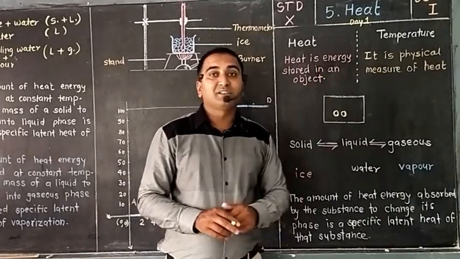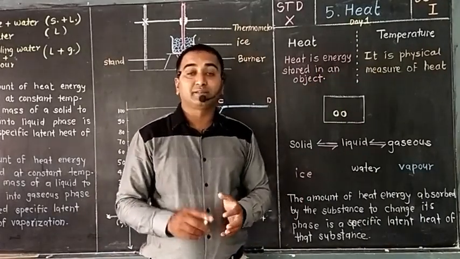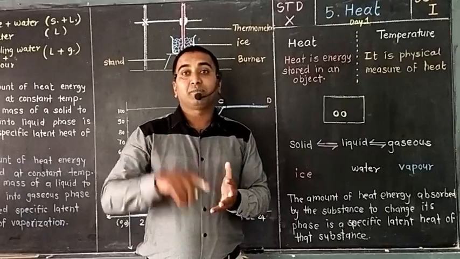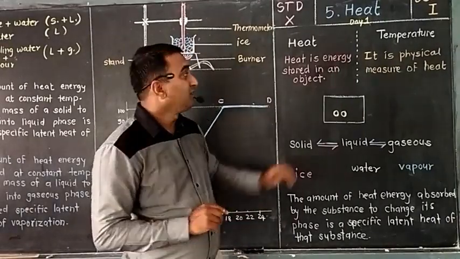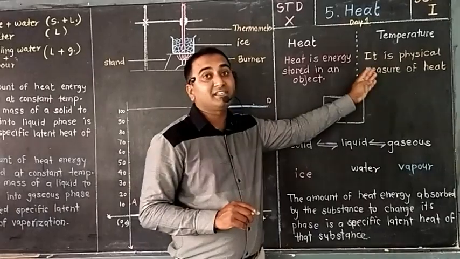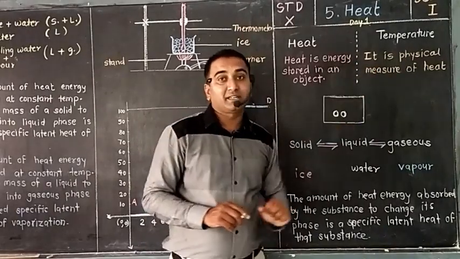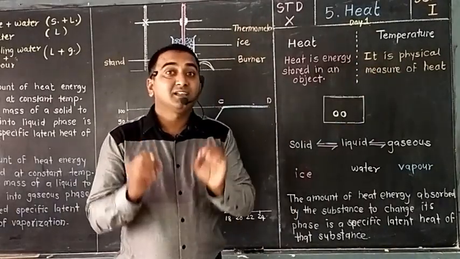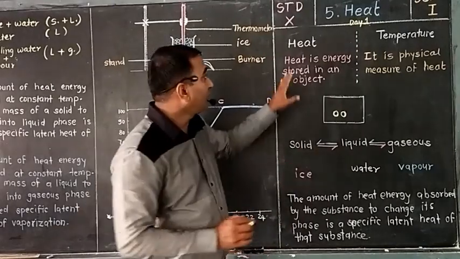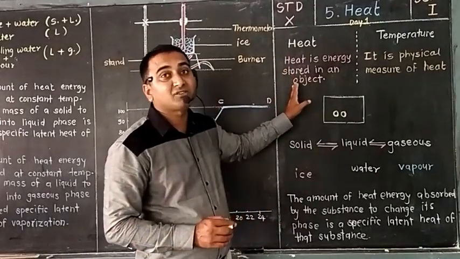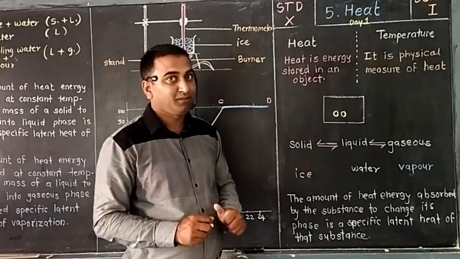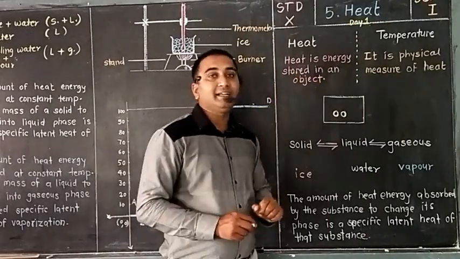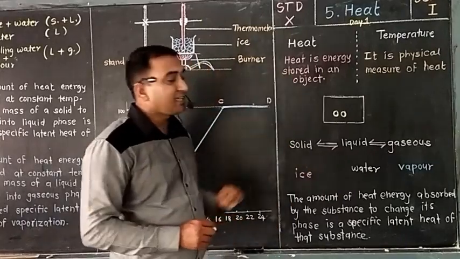But temperature is measured in different units. It may be in Kelvin, it may be in Fahrenheit, it may be in degrees Celsius. So what is the instrument by which we can measure the temperature? This is a thermometer. But what is the instrument by which we can measure the heat? That is a calorimeter. That is the difference between heat and temperature. Just move to the next point.